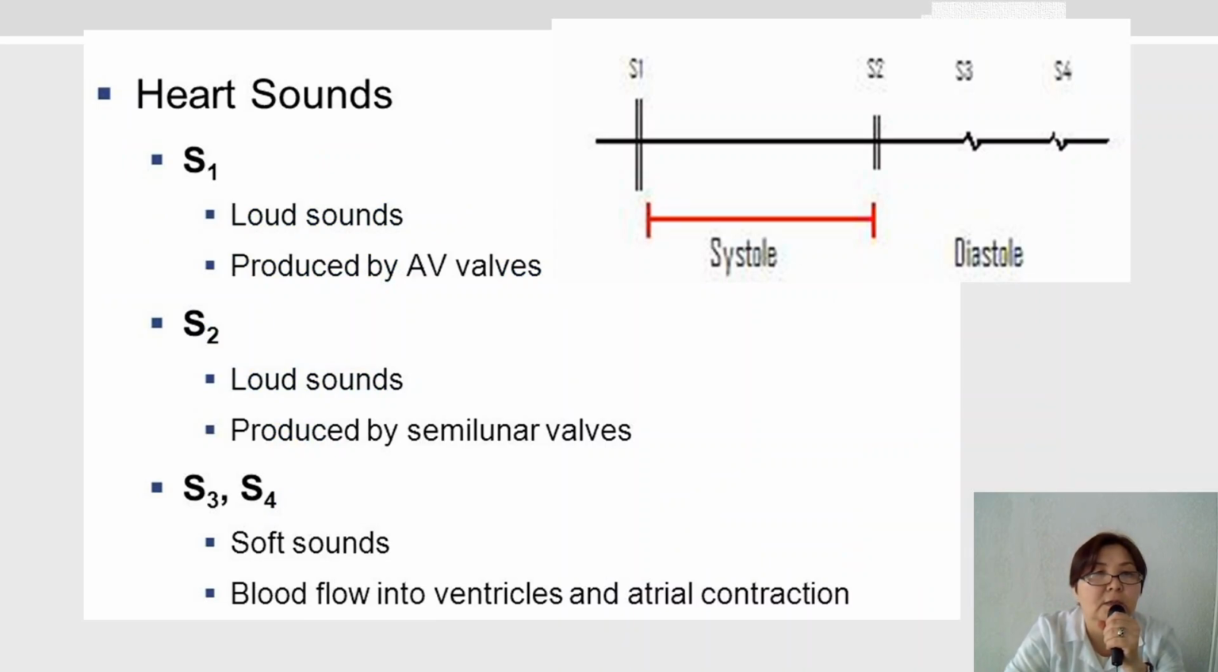First heart sound is S1. The characteristic is loud sounds produced by atrioventricular valves. S2 is characterized by also loud sounds and produced by semilunar valves. S3 and S4 sounds are soft sounds, from blood flow into the ventricles and atrial contraction.